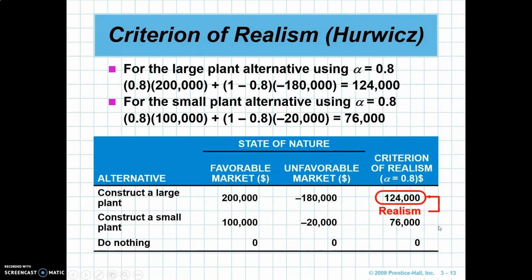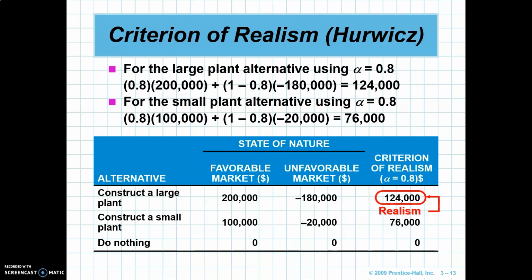I have discussed one example as well, the Thompson Lumber Company. We discussed how we calculate Maximax and Maximin. Now we'll be discussing the criteria of realism and what answer we'll be getting. For the large plant alternative, we have assumed that the value of alpha is 0.8.